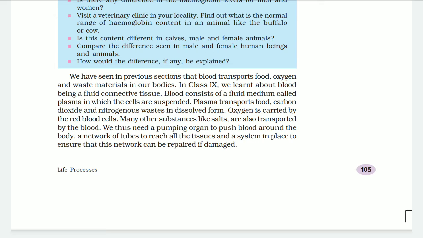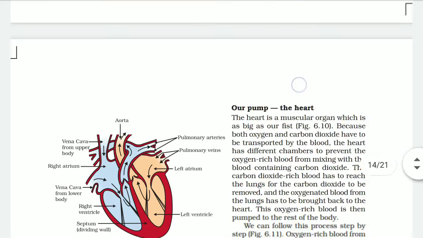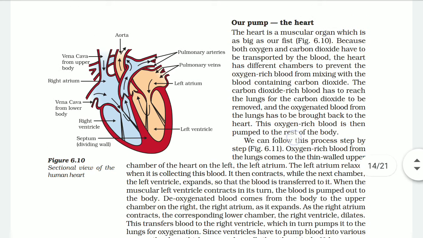We thus need a pumping organ to push the blood around the body, a network of tubes which reach all the tissues, and a system in place to ensure that the network can be repaired if damaged. So the first most important part which pumps the blood through the body is our heart. The heart is a muscular organ which is as big as our fist.